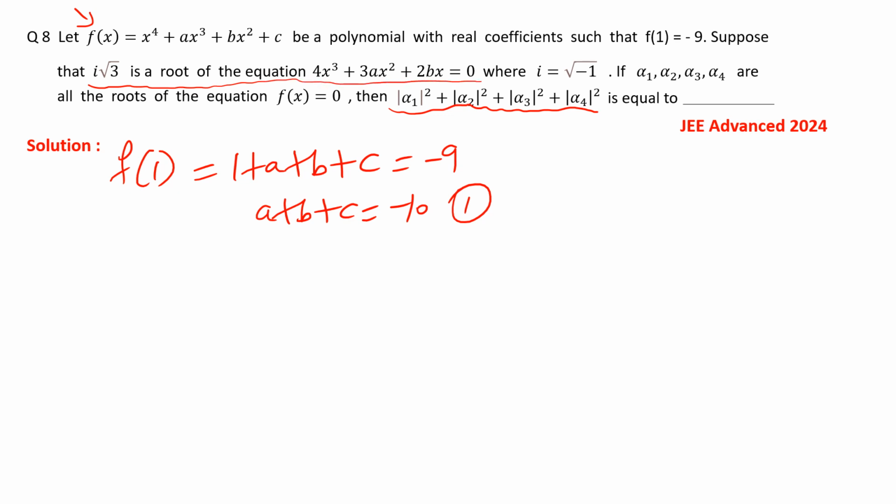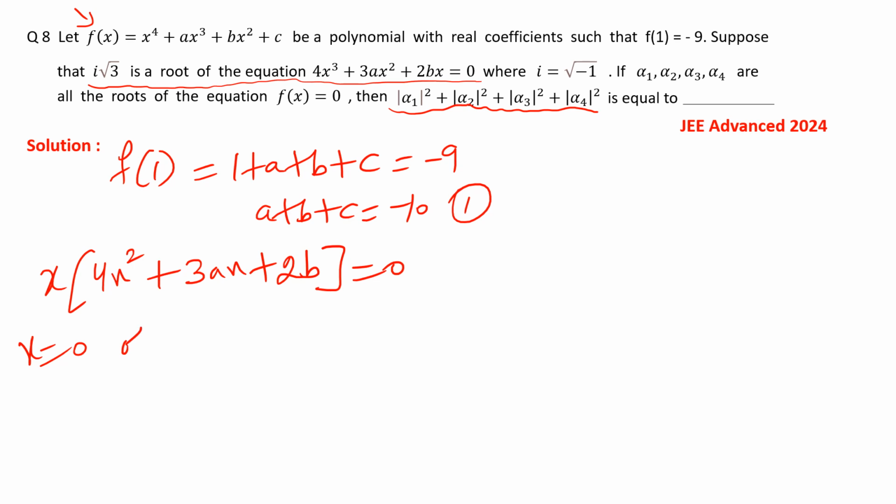Now let's simplify this equation. I take out x common. So I'll be getting 4x^2 + 3ax + 2b = 0. Right? Now either x is equal to 0 or 4x^2 + 3ax + 2b = 0. Now obviously i√3 must be a root of this second equation.